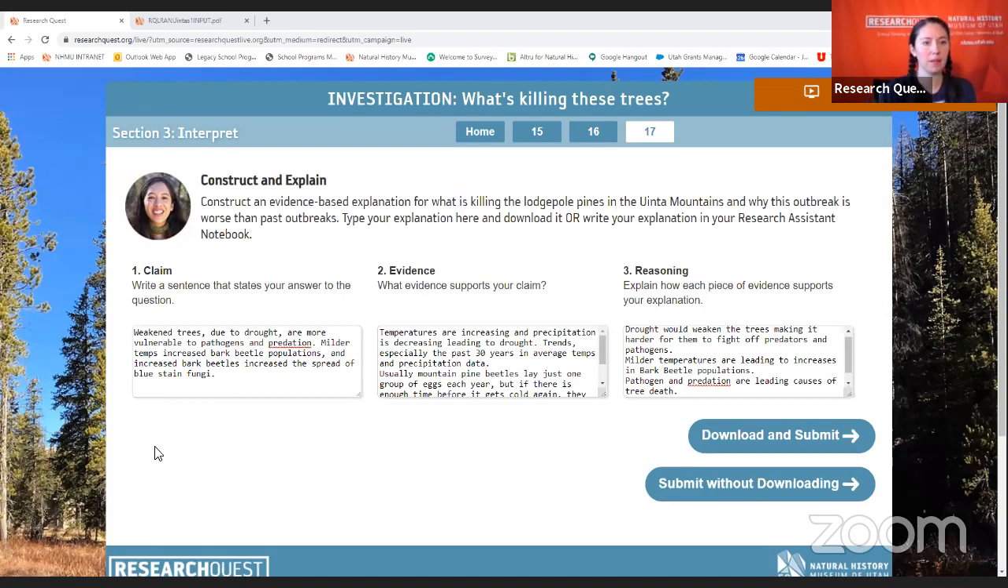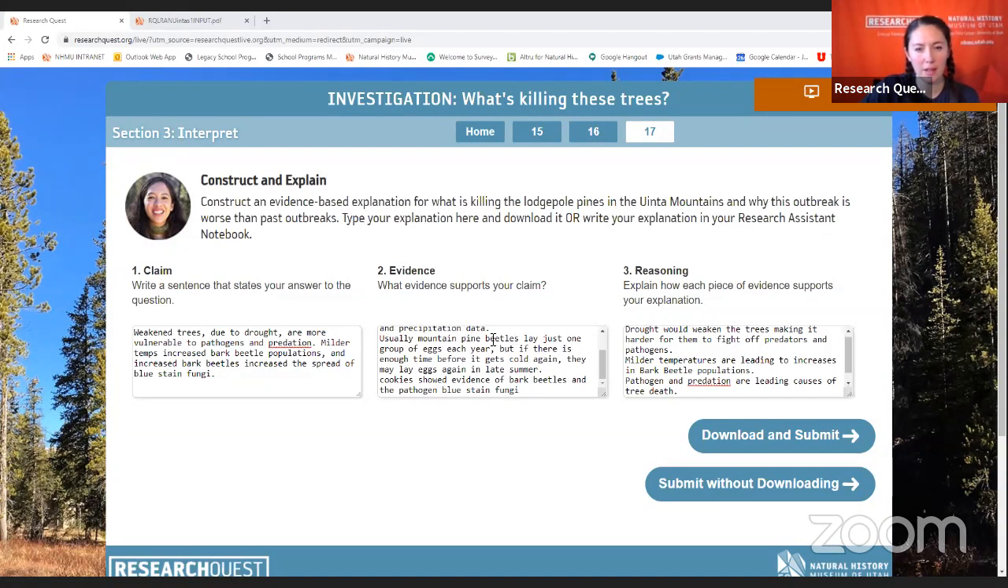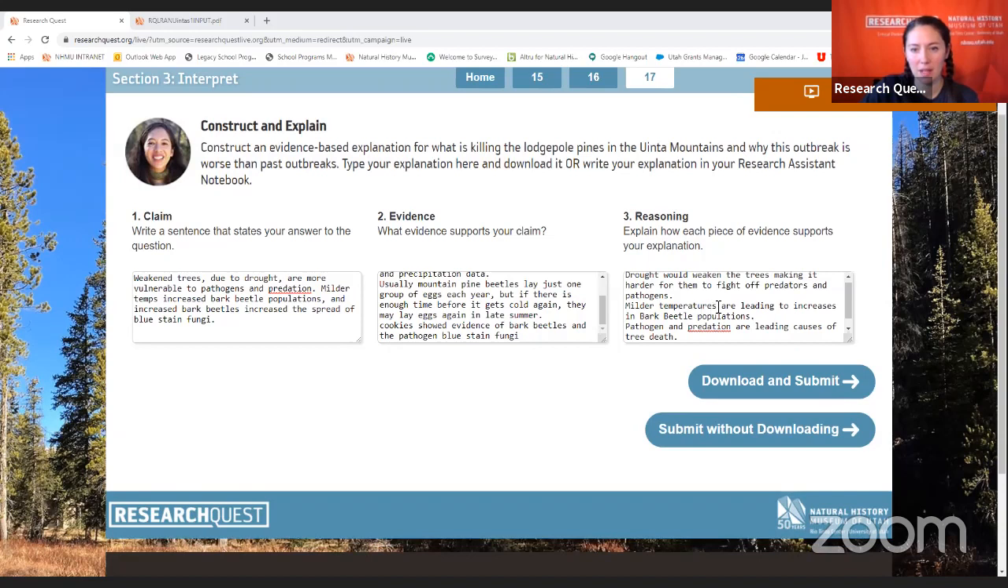Here's what I had from my notes from the past 2 days. Here's my claim. Weakened trees due to drought are more vulnerable to pathogens and predation. Milder temps increased bark beetle populations, and increased bark beetles increase the spread of blue stain fungi. What was my evidence? Temperatures have been increasing, and I saw that in the average temps, and the precipitation data showed a decrease, which made me believe that drought was occurring. Usually mountain pine beetles lay eggs just once a year, but if there are mild temperatures, they can lay eggs again in late summer. My reasoning there was that these mild temperatures are increasing the bark beetle population.